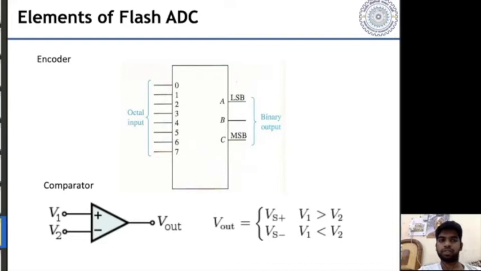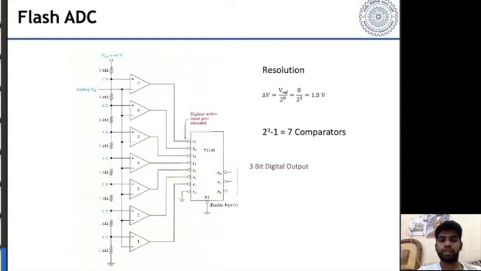So this is the first type, flash ADC. Here you can see an encoder, and the second thing is the comparator. The encoder contains 7 octal inputs with 3 binary outputs. So you can give 7 inputs and take out discrete digital outputs as 3 binary outputs, that is from 000 to 111. So here's a basic diagram.